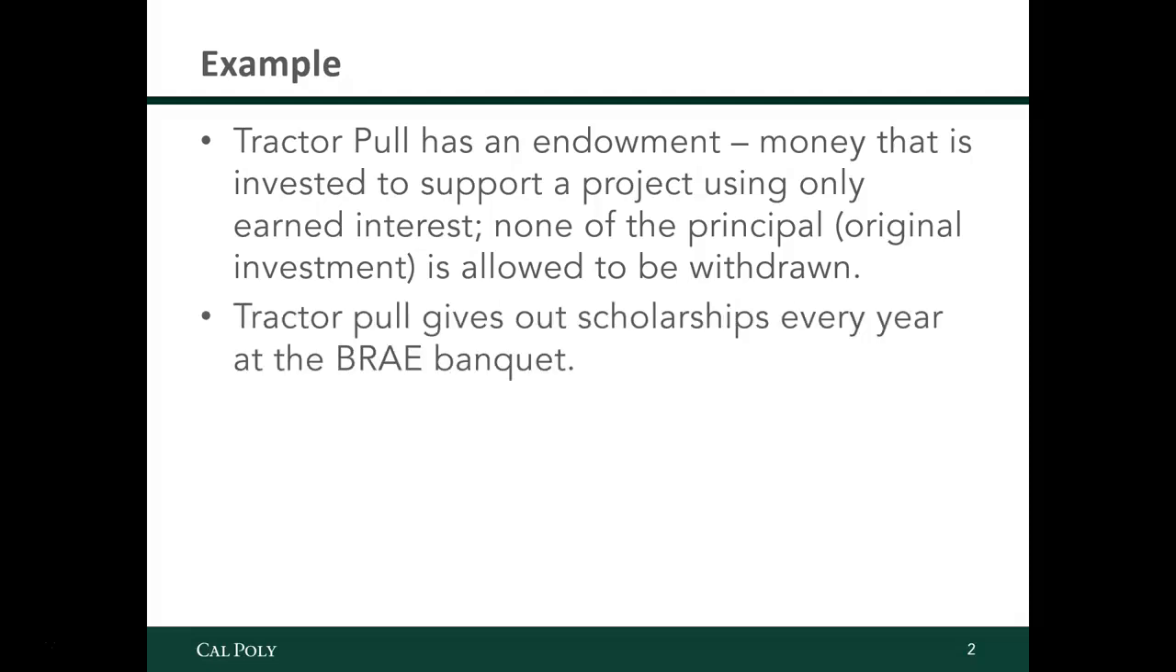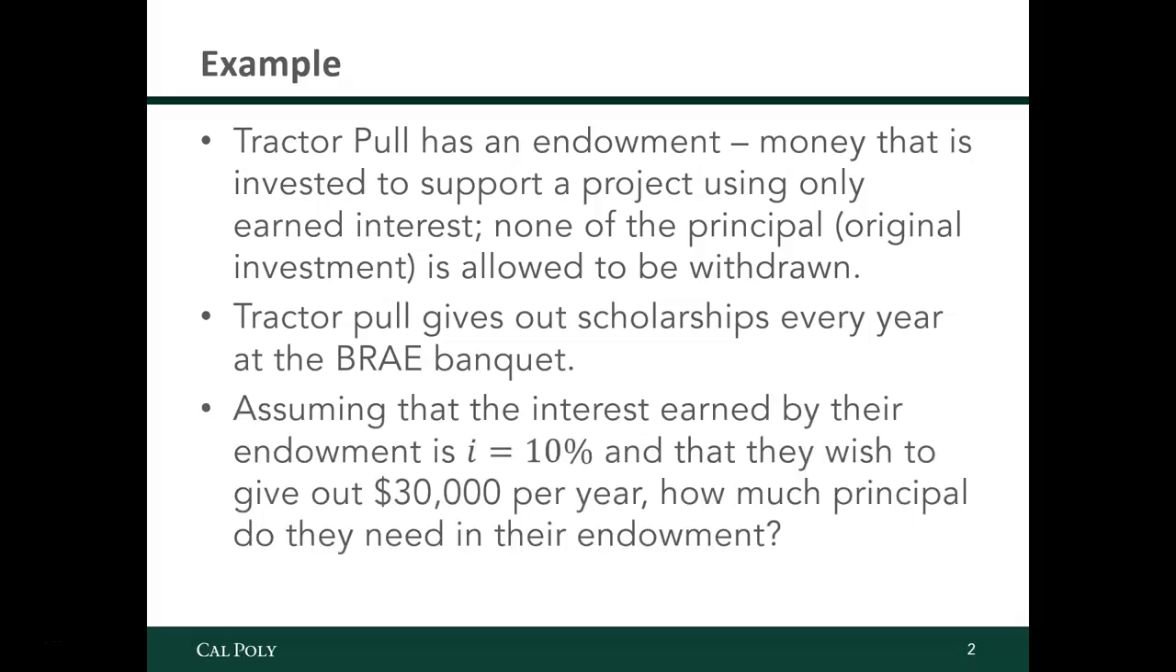So Tractor Pull gives out scholarships every year at the BRAE banquet, and so you might ask, assuming that the interest rate that they earn is 10% and that they want to give out $30,000 per year, how much principal are they going to need in their endowment? Let's go ahead and solve that.